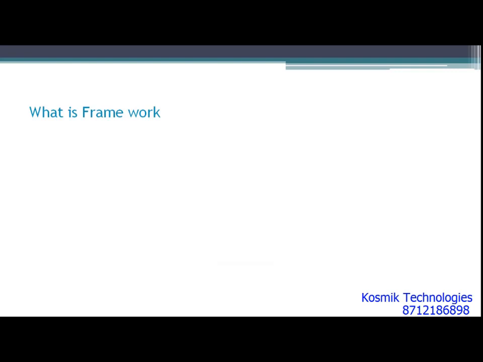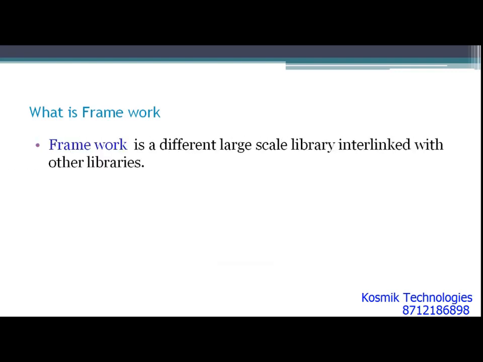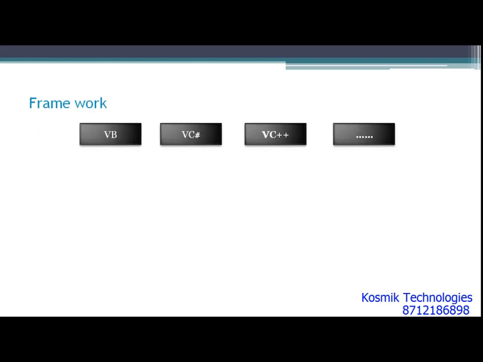What is a framework? A framework is nothing but a library interlinked with other libraries. Let us see the diagram, the architecture of a framework. As I said, it is a collection of different libraries. It consists of the VB library, Visual C Sharp and Visual C++. These are the different programming languages supported by .NET, and .NET supports 70 plus languages.